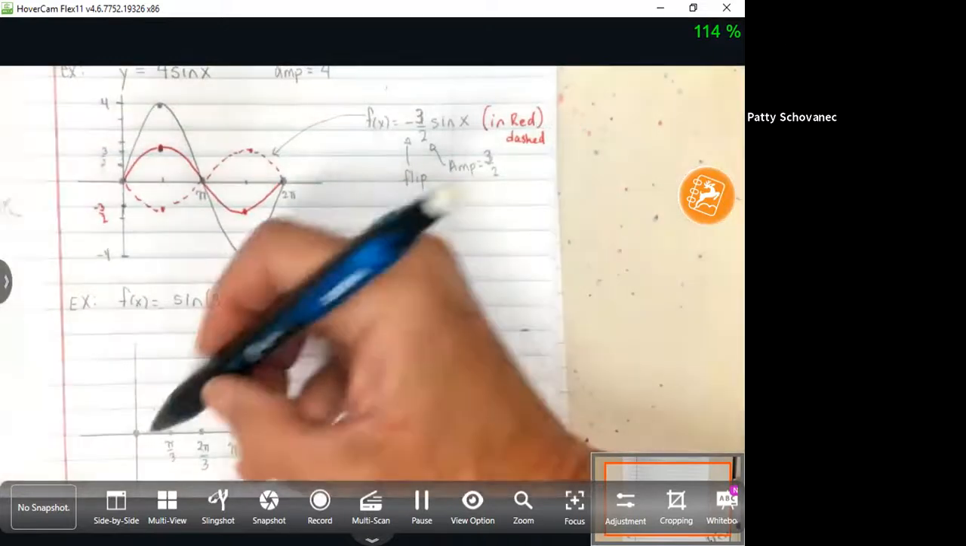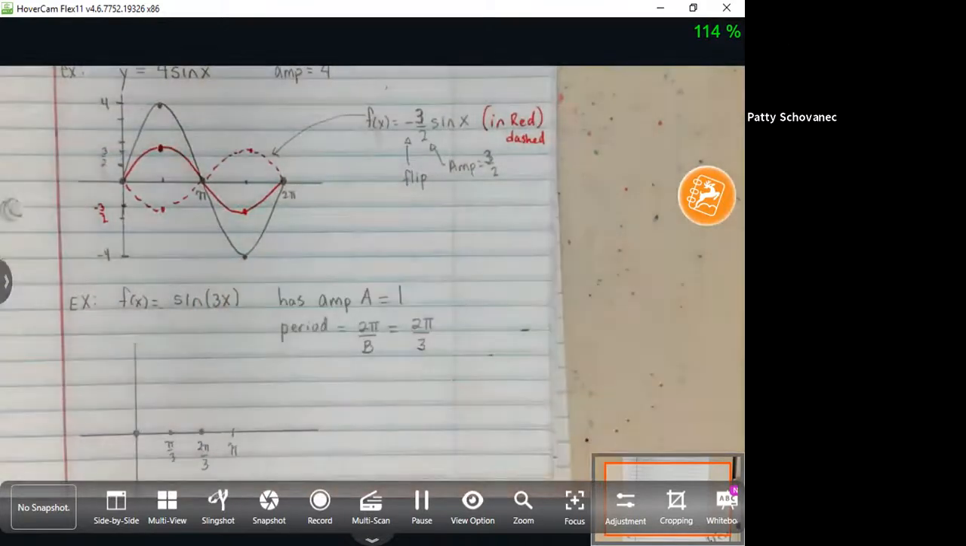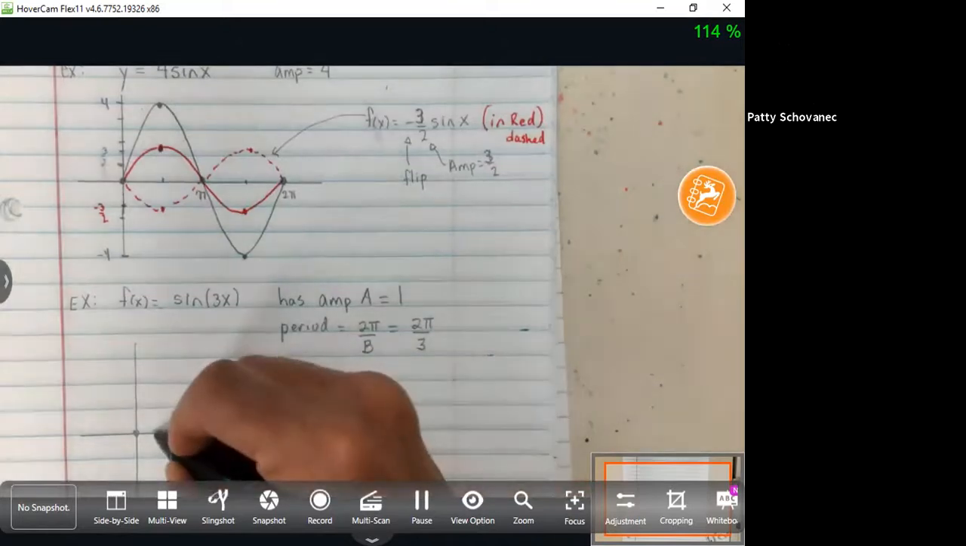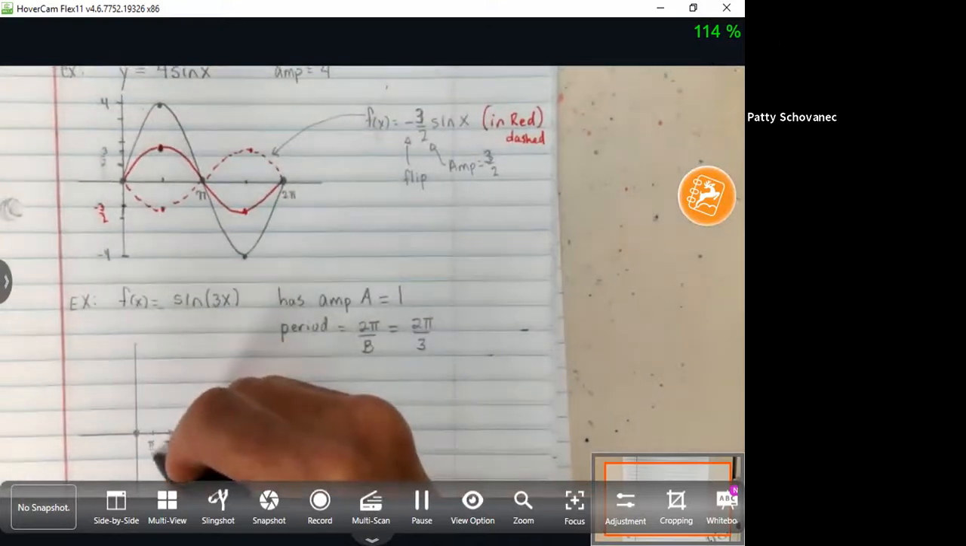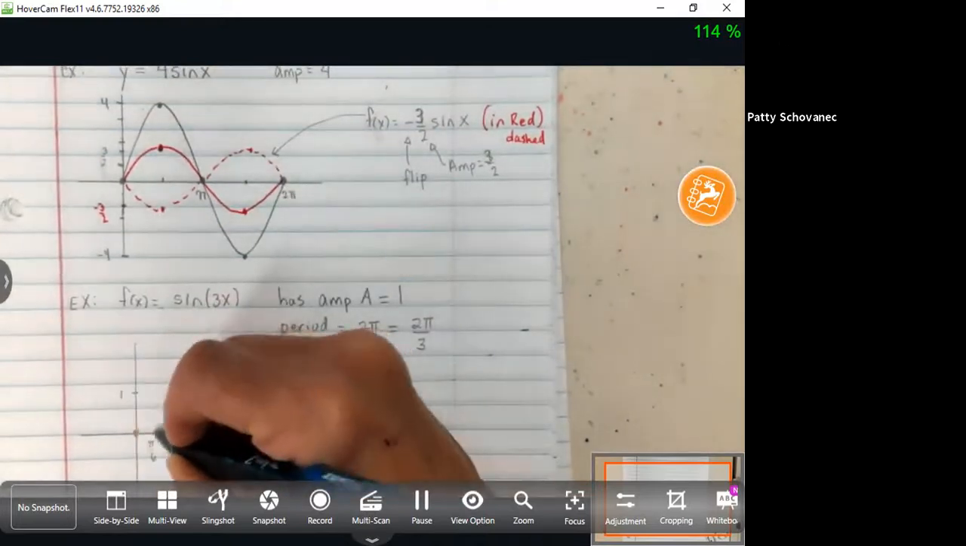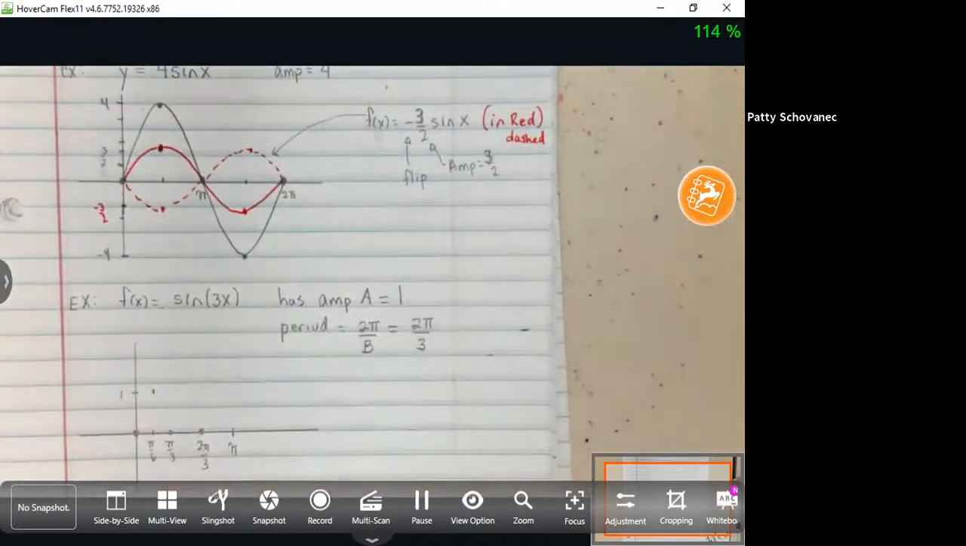So if I want to find out what's halfway in between 0 and pi thirds, I just take pi thirds and multiply it by half. Half of pi thirds is pi sixth. At pi sixth, it reaches its maximum height. So let's say this is 1 unit, and there's its maximum height.